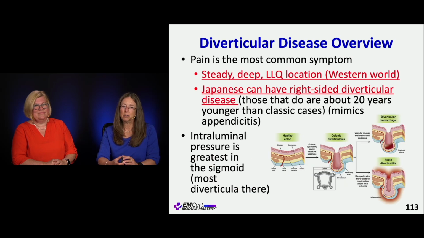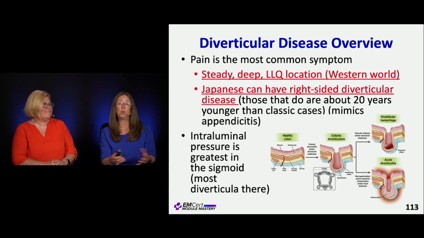Now let's go to the other side. Let's go to diverticular disease, and it is the other side, the left lower quadrant in the Western world. What is interesting is that the Japanese in particular have right-sided diverticular disease more commonly than the non-Japanese population. If you work somewhere where you have a lot of Japanese patients, you may have seen right-sided diverticular disease where they come in looking like an appy and whoa, it's diverticular disease. We tend to think about it in the left lower quadrant in the United States.